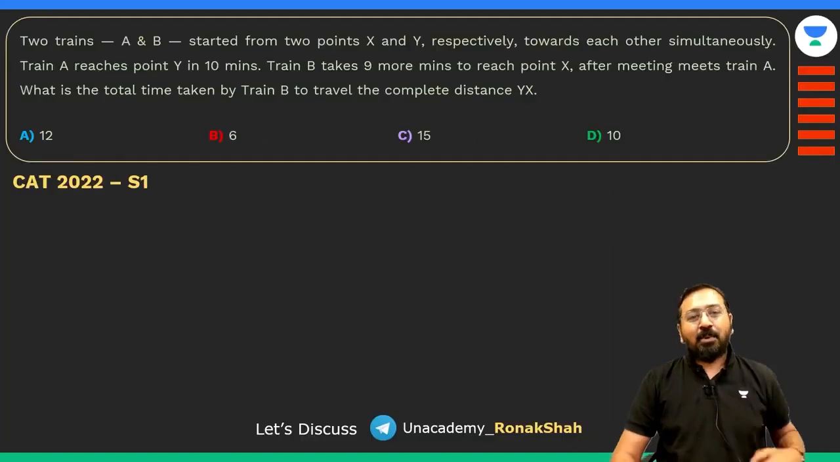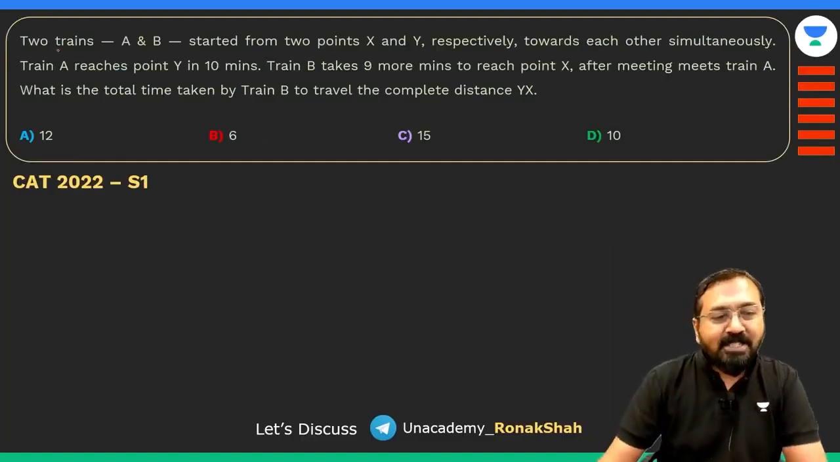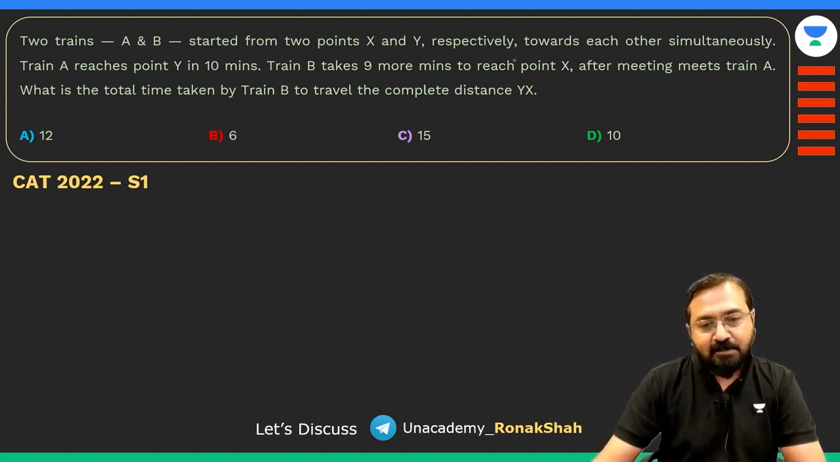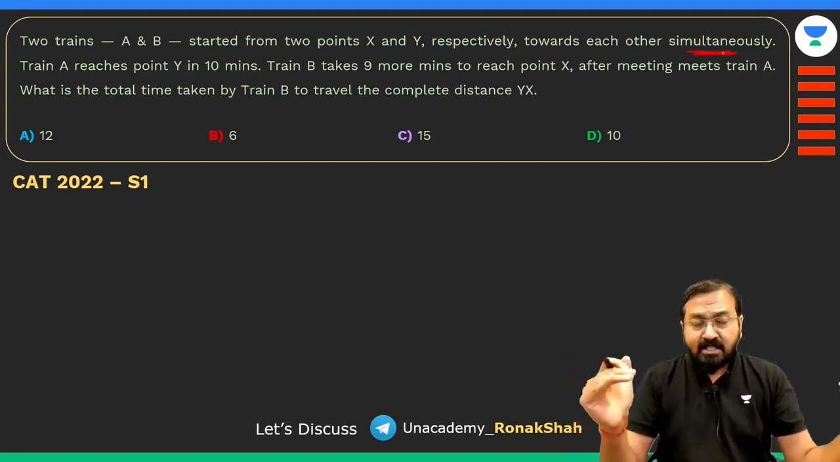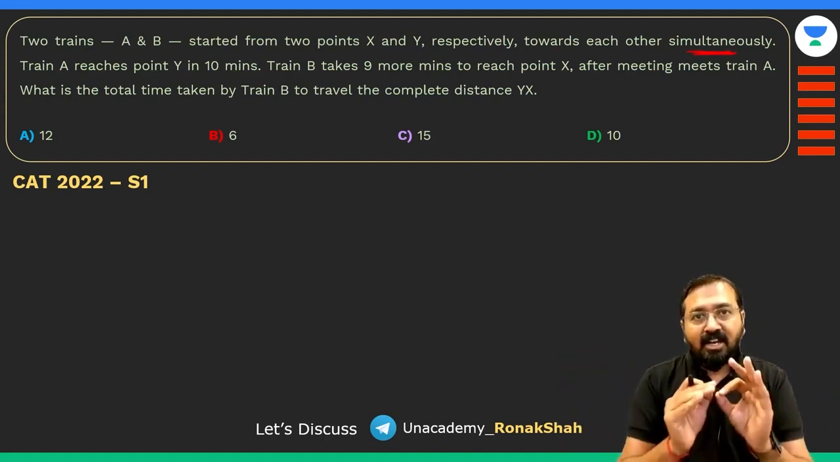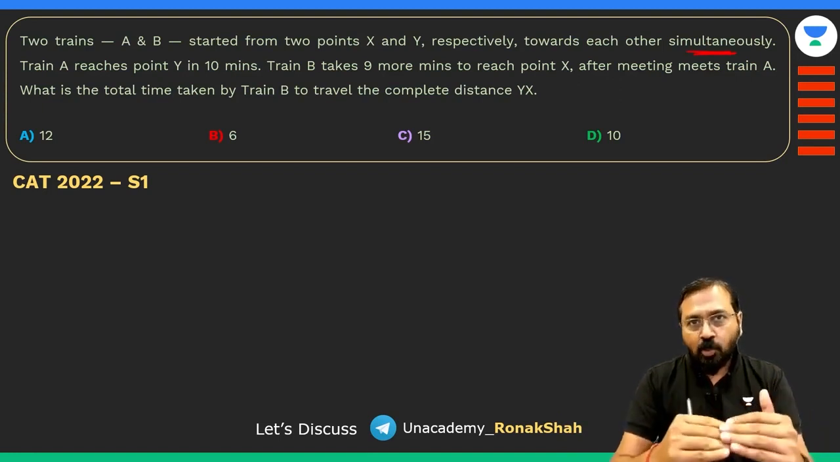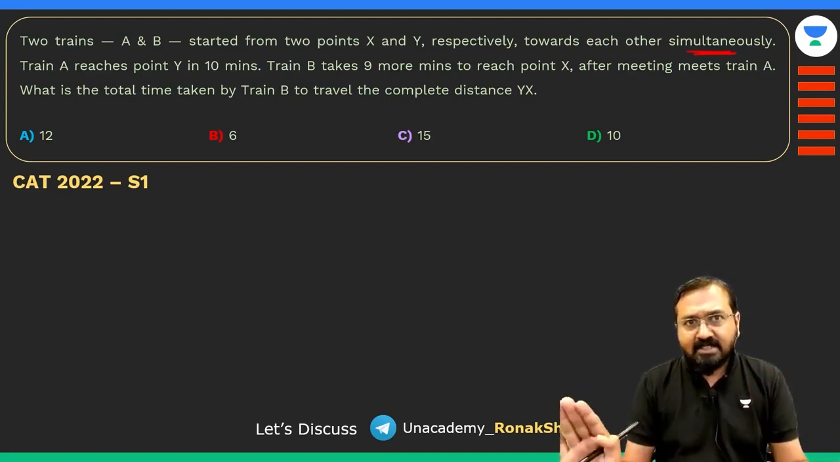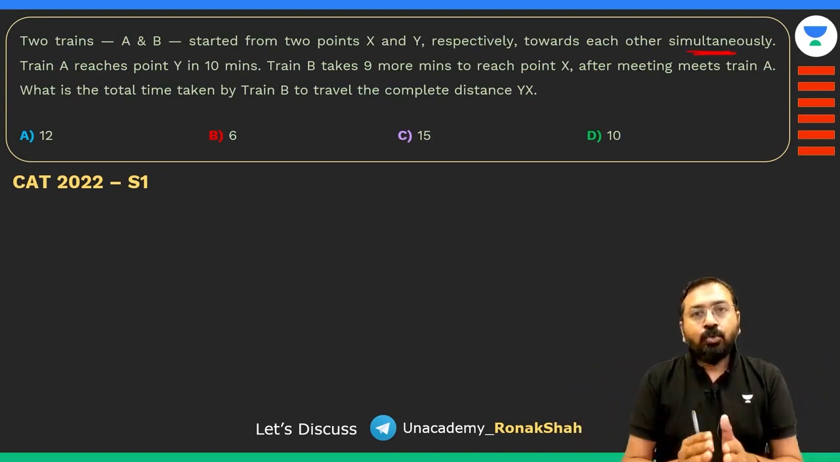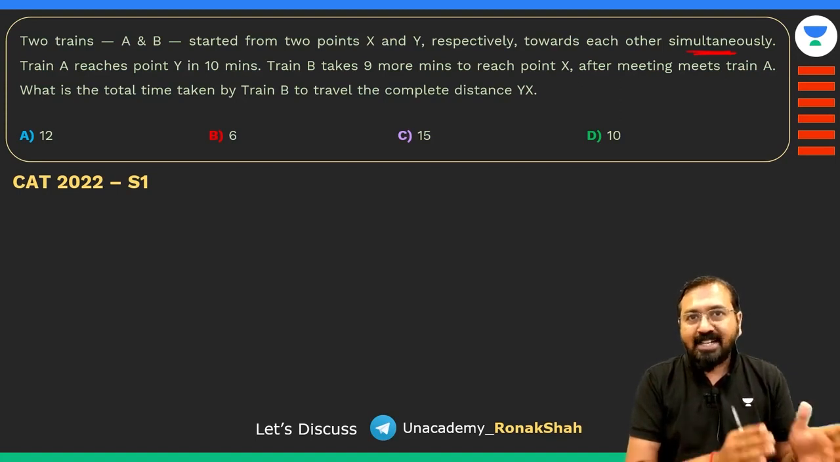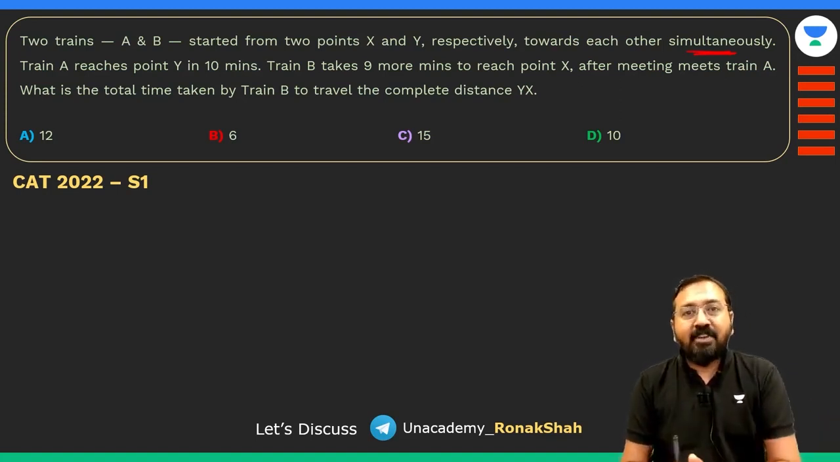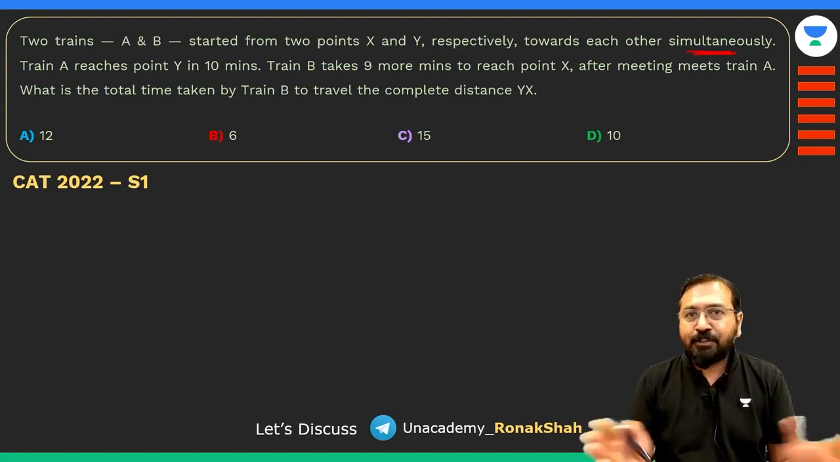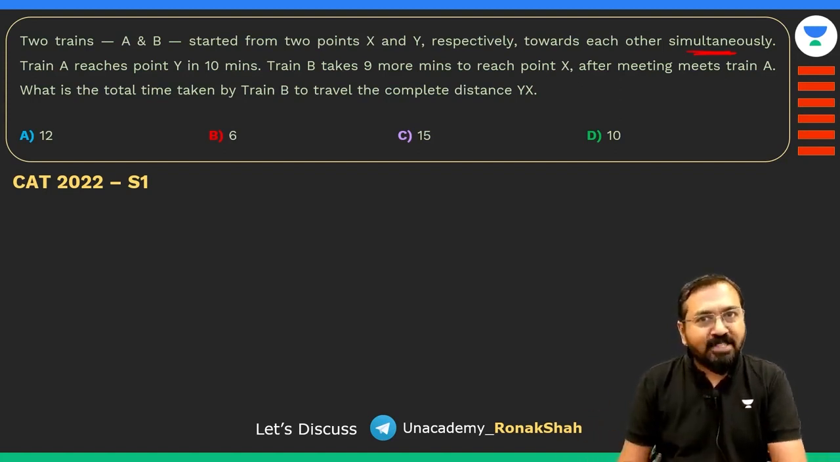So let's begin and look at the question. The question is from time, speed, distance, area. Two trains A and B started from two points X and Y respectively towards each other simultaneously. Okay, so when two trains start simultaneously towards each other, understand this part, that when they meet or when they cross each other, both of them must have traveled for the same time, not necessarily the same distance. For example, you and your friend started from your houses at 10 a.m. and you meet somewhere at 10:30. So both of you must have traveled for 30 minutes. So that's the concept we need to use in this question.